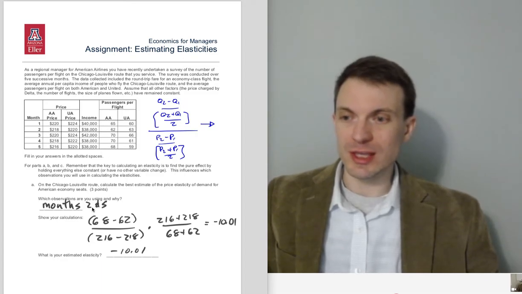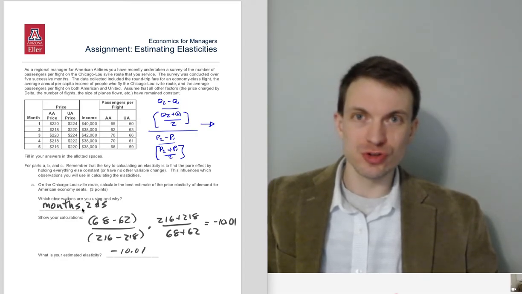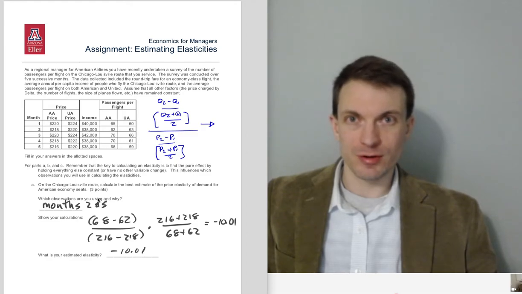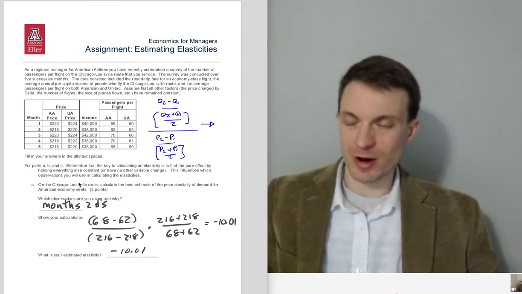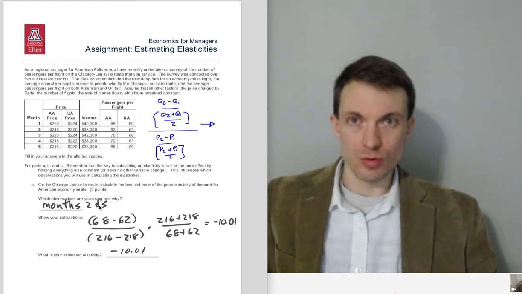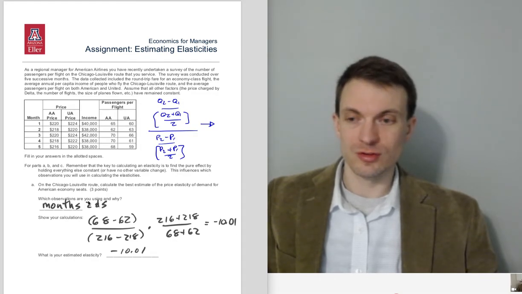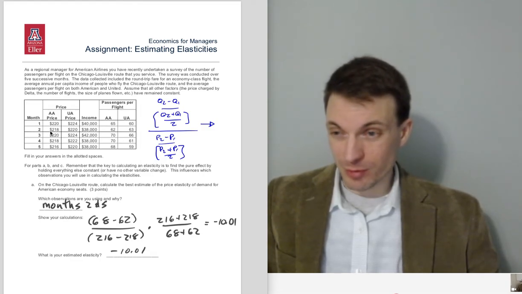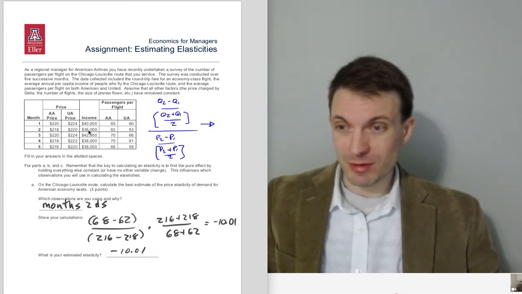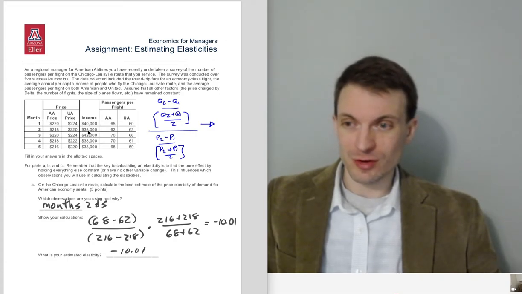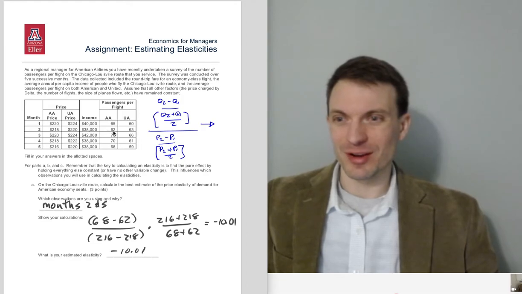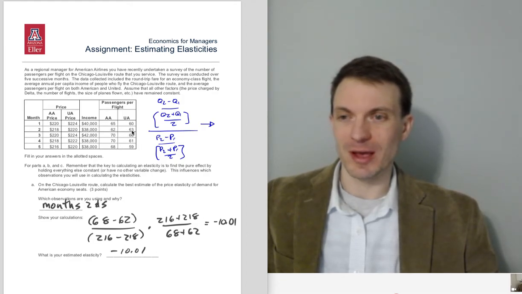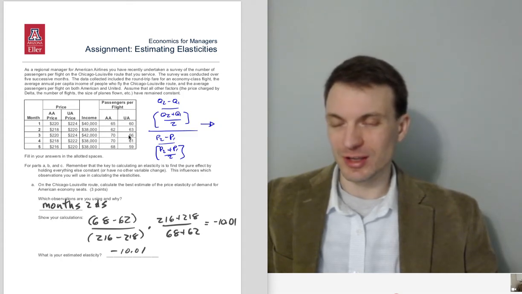That's why it's so key when we're asking you which observations you choose and why. You have to choose a combination of price and quantity in part A where only price and quantity change. So you want months 2 and 5. Why? Well, let's look at month 2. We have a price of 218, UA price of 220, income of 38,000, American Airlines passengers of 62, United Airlines passengers of 63.